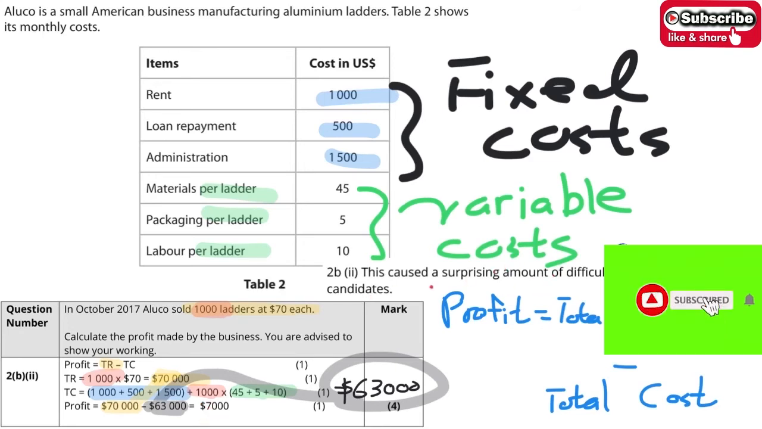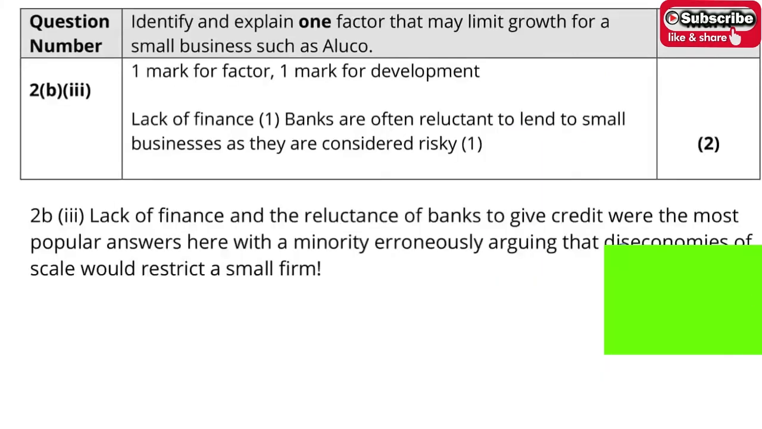But a lot of students find it difficult. So you remember, you have to do it carefully. First of all, you put down the formula, work out the total revenue, work out the fixed cost, work out the variable cost, and then compute the profit. So let's move on to part 3.